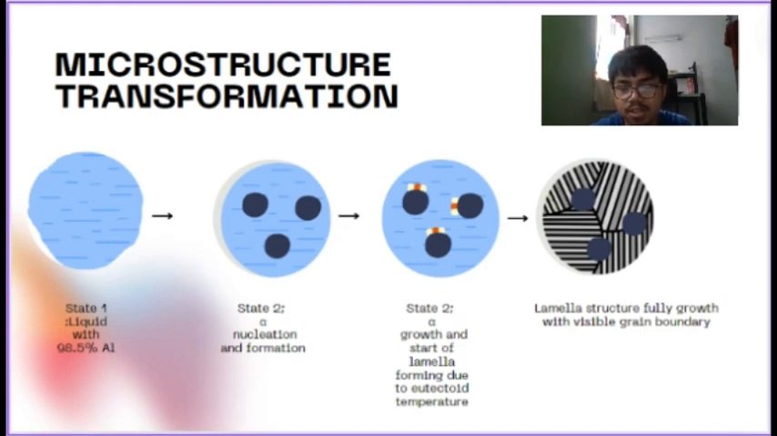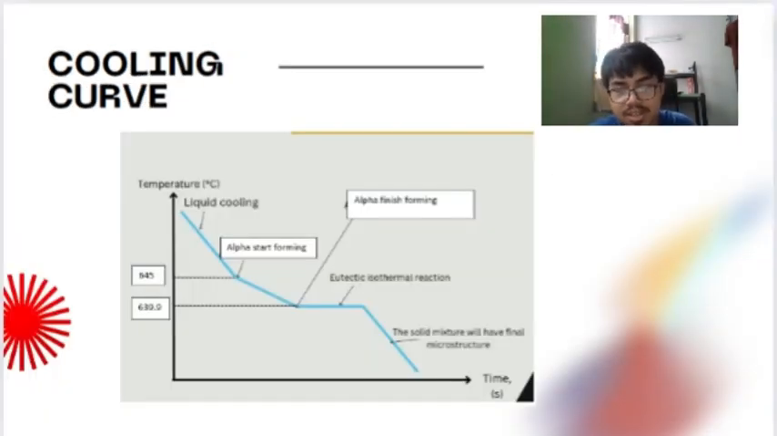Until at state 4, we can see the lamellar structure fully grown with visible grain boundary and also with precipitation of the alpha structure. Moving on to the cooling curve at 98.5% aluminum alloy, as the liquid cools until it reaches 645 degrees Celsius, the alpha structure starts to nucleate and grow. It will continue to grow until it reaches 639.9 degrees Celsius, at which the alpha structure finishes forming and reaches the eutectic isothermal reaction, where the lamellar structure will start to nucleate and grow. The solid mixture will have the final microstructure, which we can see is the fully grown lamellar structure and precipitation of the alpha structure.